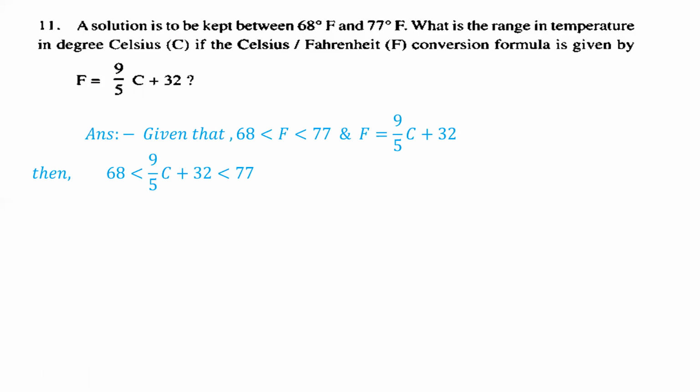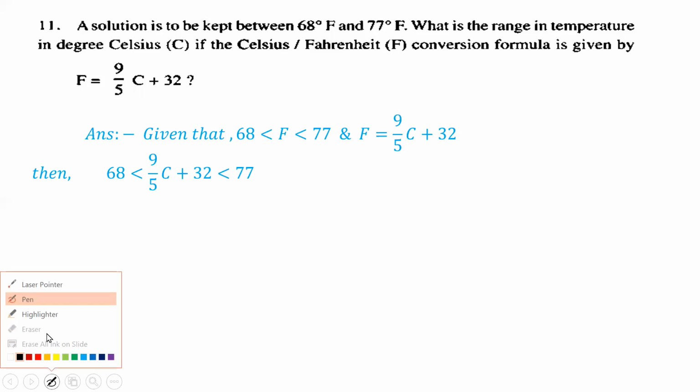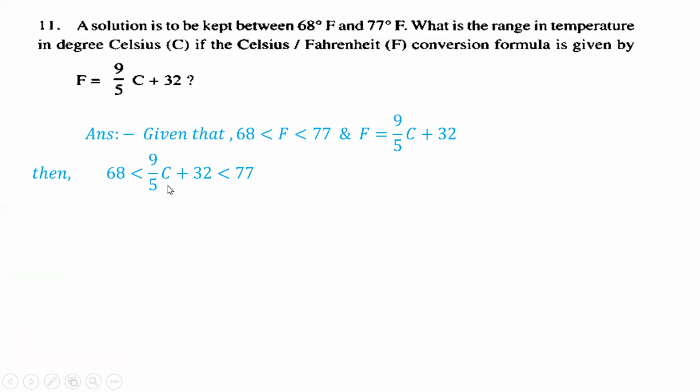Now, as we are simplifying this equation from question number 1 to 6, this is the process we need to follow here. First of all, subtract 32. So you will find the left hand side will be 68 minus 32 and the right hand side will be 77 minus 32. And this portion is 9 by 5 into C, since plus 32 minus 32 will cancel.